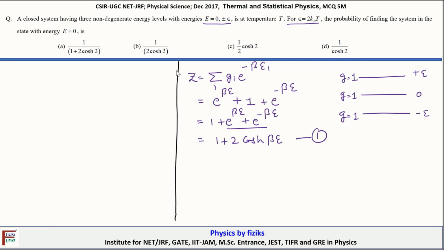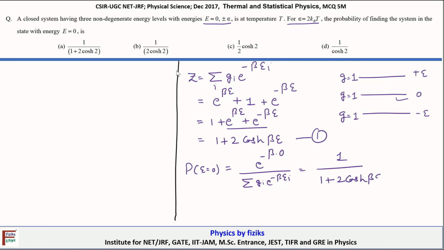Okay, now we want to find the probability that the energy state with E equal to 0 is occupied. So that probability is given by the probability that E equal to 0 is occupied, that is equal to exponential minus beta multiplied by the energy divided by the partition function, the sum of Gi exponential minus beta Ei, and that is equal to 1 divided by 1 plus 2 cosh beta E.